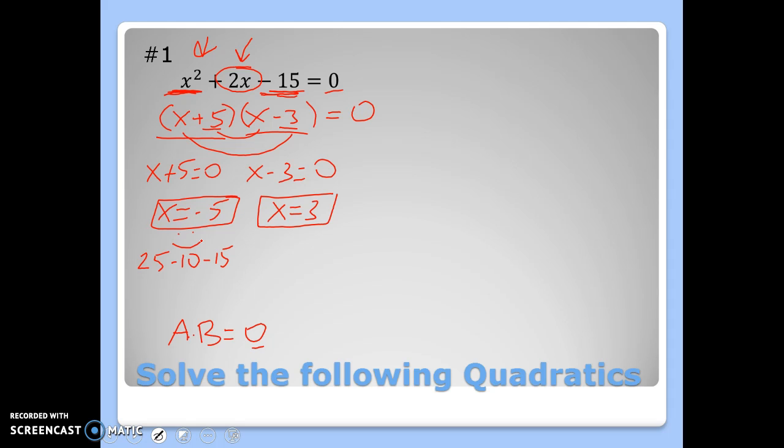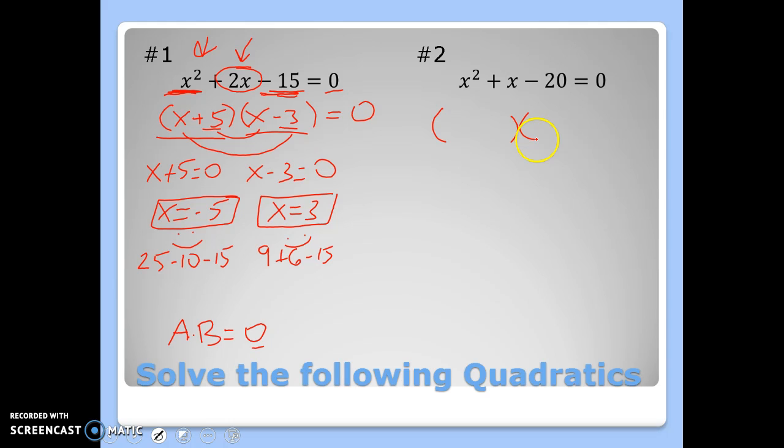If I plug in 3, 3 squared is 9. Then 2 times 3 is 6. And then if I subtract 15, 9 plus 6 minus 15 also gives me 0. And so those are both solutions that work. Let's take a look at number 2. I would try to do number 2 on your own first, and then start the video back up to see if you were able to do it correctly.